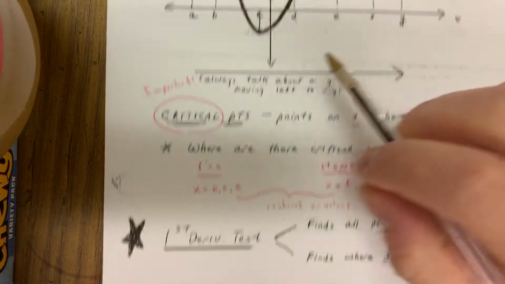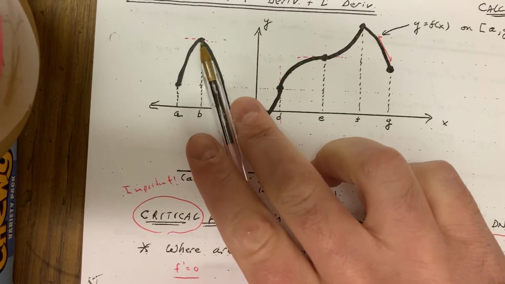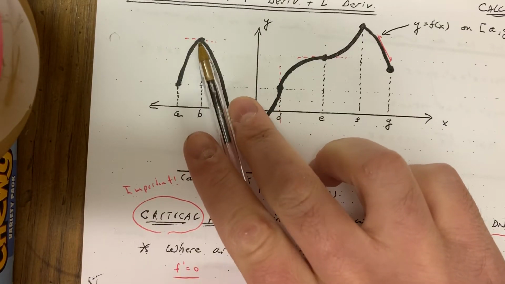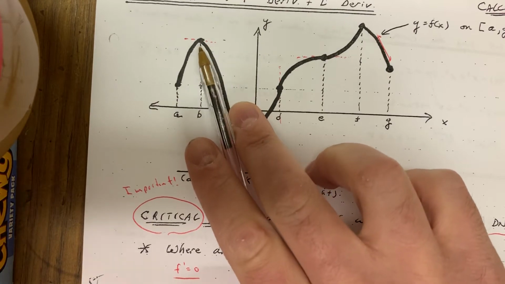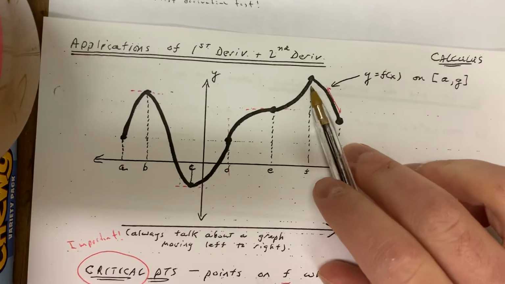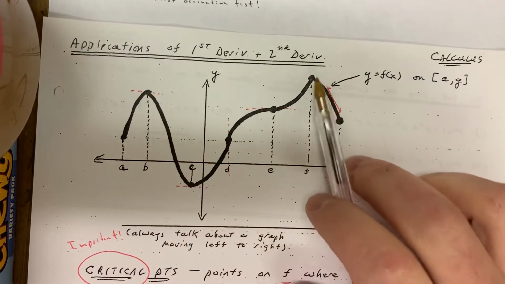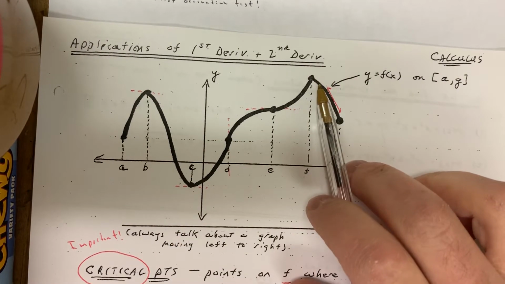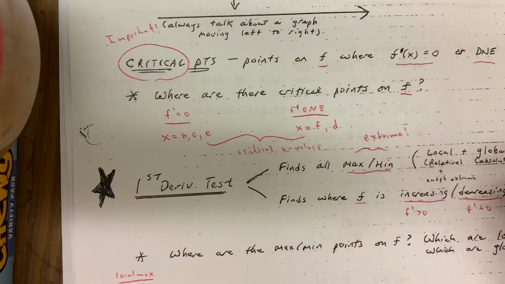You can see we got a local max here at x equals b. You look a little bit to the left, there's points below you. A little bit to the right, there's points below you. OMG, I'm a max. And that also happens at f right here. Two different types of maxes, okay? One where the slope is equal to 0, one where the slope is non-existent, okay? So that's going to be x equals b and x equals f.